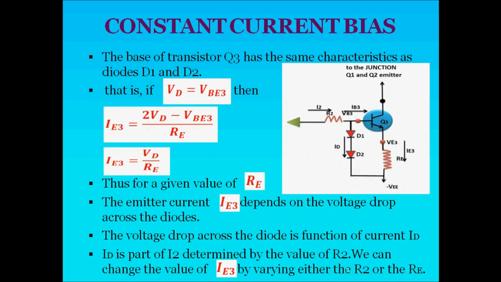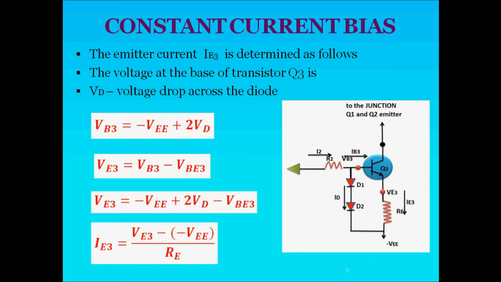The base-emitter junction of transistor Q3 has the same characteristics as the diodes D1 and D2, so we are assuming that the voltage drop across the diode is equivalent to the voltage drop across the base to emitter junction of the transistor. So that is VD is equal to VBE. Then we are writing for IE3, what is the equation? Go to the previous slide.